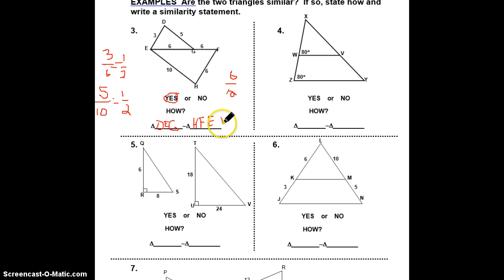Okay. And I want you to add one more thing, because what we use to prove it, and this is the big deal for the day anyways, I don't know why it's not on there, they're similar by side, side, side. So that's the reason we know they're similar.